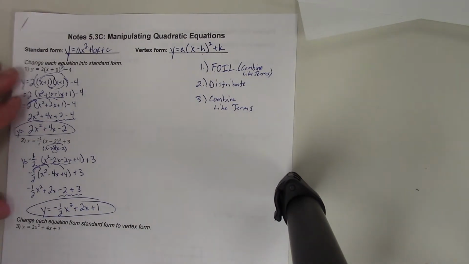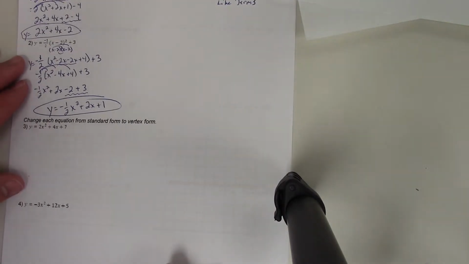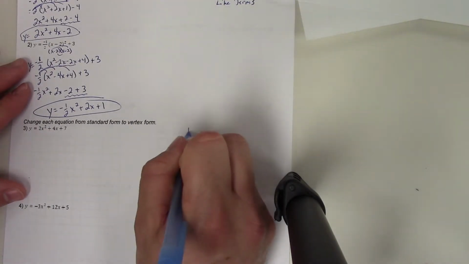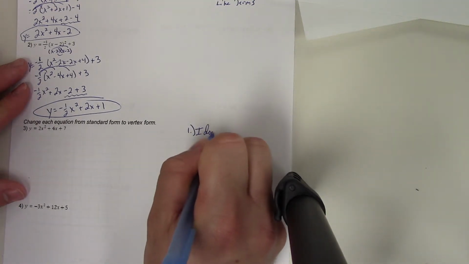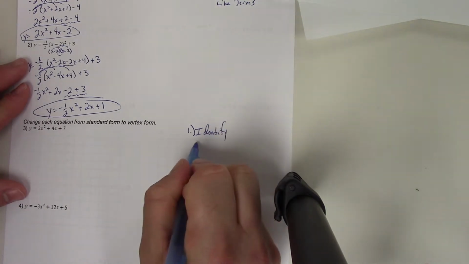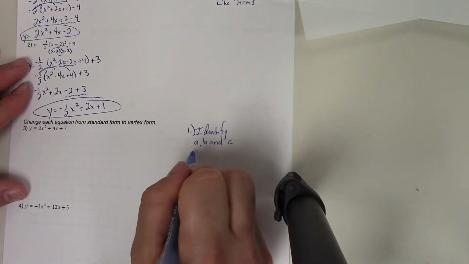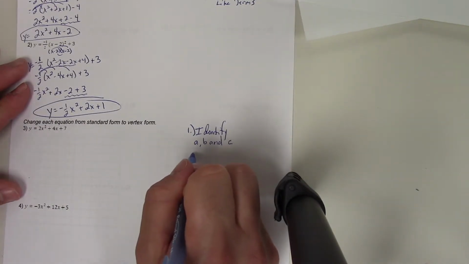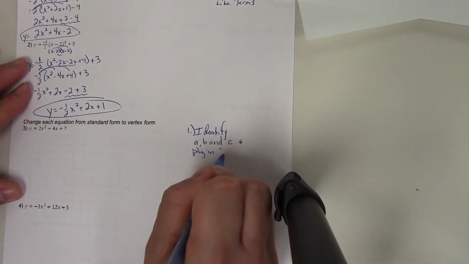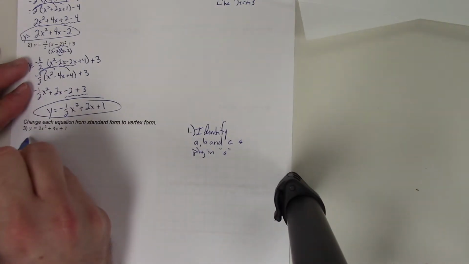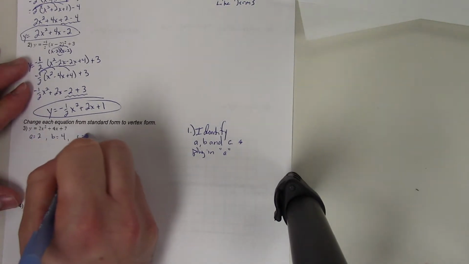It's that easy. Okay? The bell's going to ring here in a minute, so bear with me. Let's go down to the bottom. For the bottom ones, it's a little bit harder. I think the easy way is to do this in 2 steps. First step, identify A, B, and C, and plug in A. What do I mean by that? I mean A is 2, B is 4, and C is 7.